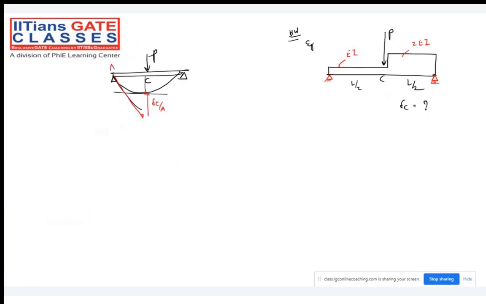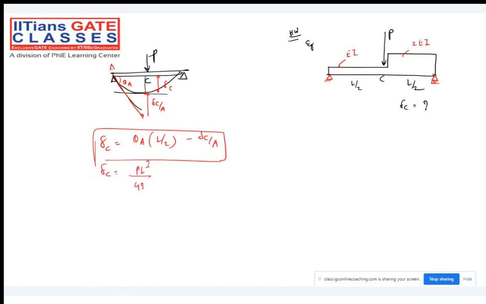So, sir, I need to find the deflection at point C. That will be theta A into L by 2, that is the total distance. I need to subtract the deflection of C with respect to A. You can get the answer very comfortably. And what is the answer? The standard case, PL cubed divided by 48 EI. Everybody knows that.